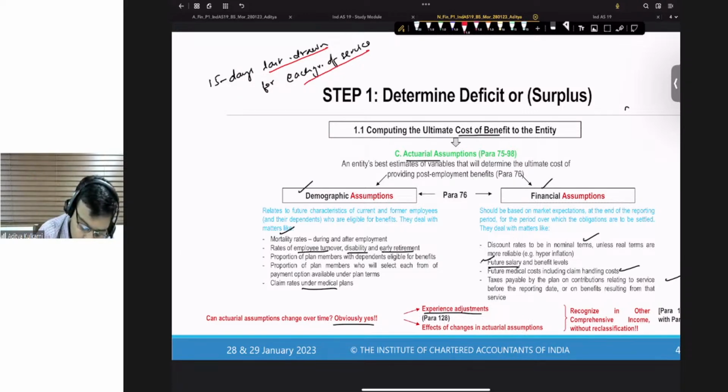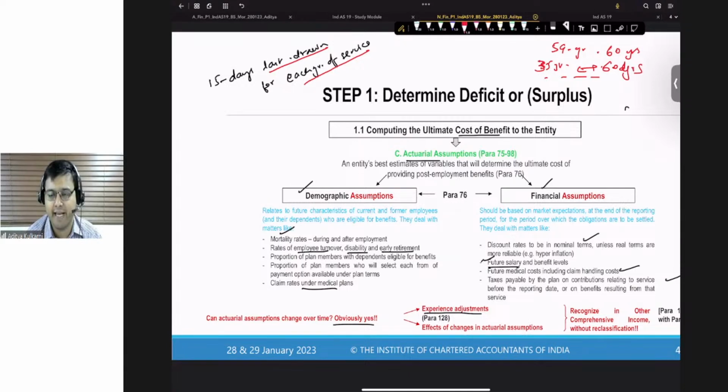It is very easy for me to estimate for a 59-year-old employee. We will obviously say he will complete 60 years because now there is no sense for him to leave the organization. But for an employee, say a 35-year-old employee, whether he will be there until he completes 60 years or not is very difficult for me to assume. And therefore, these assumptions change with each new information, with the experience that are there. So this change happens on account of experience adjustments, which is an actuarial assumption.